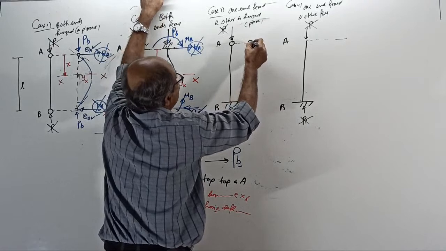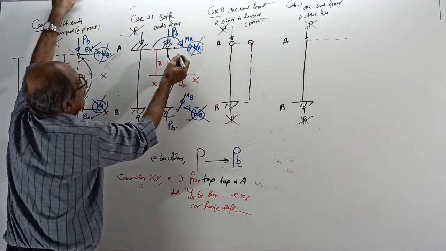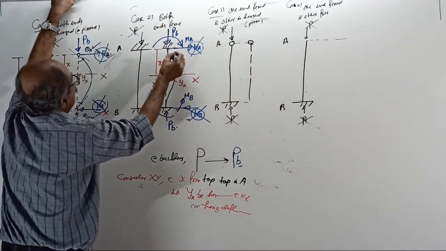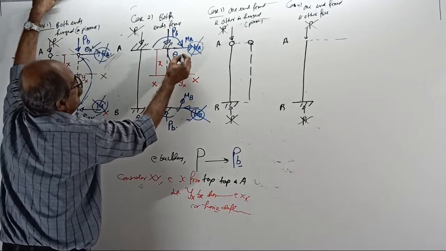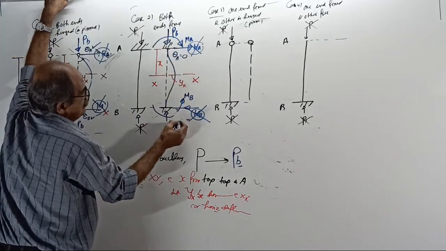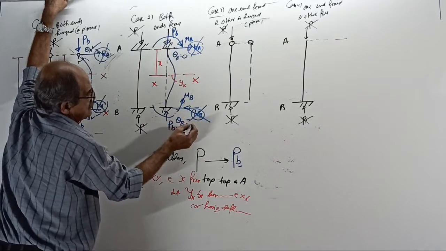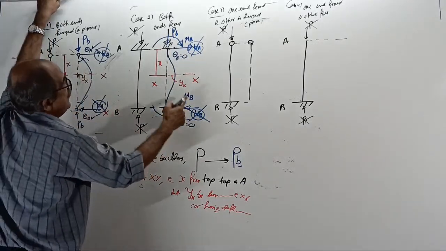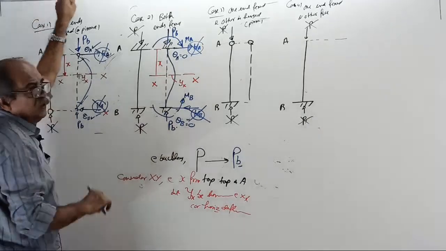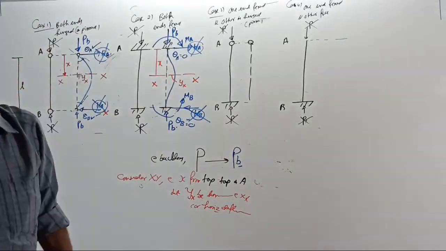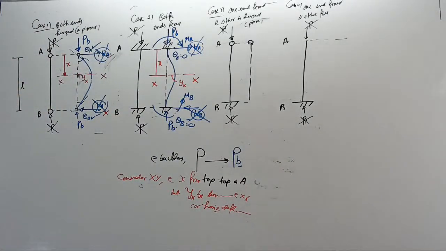Look, here, one more thing, I forgot. Tell me here, theta, what is this point? Theta A equal to 0. Here also, theta B equal to 0. Tell yes or no. See, here, theta A 0, theta B 0. Correct or not? First. Clear.